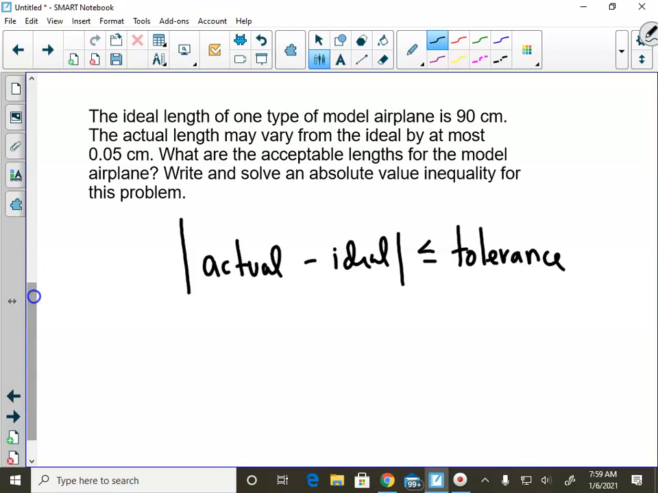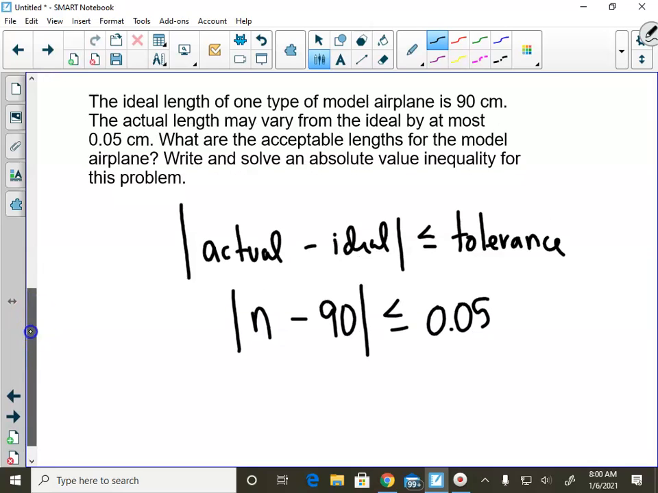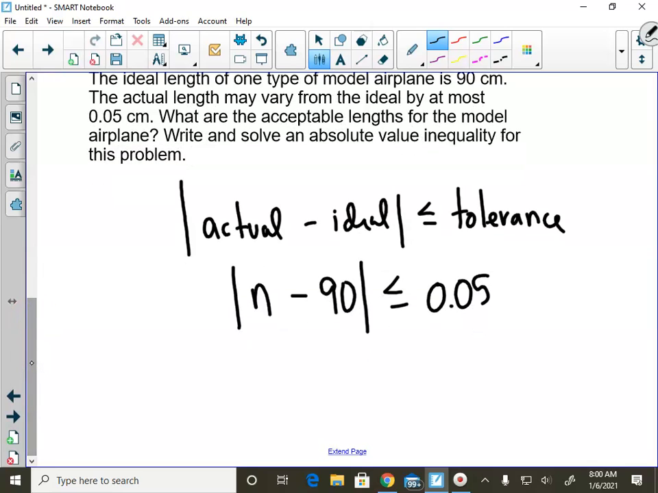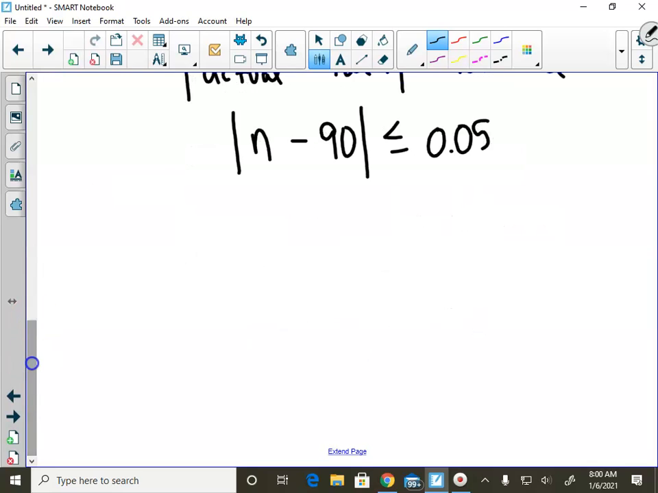Okay. So, in this case, the actual, which is the thing that we don't know, that's going to be our n, minus the ideal. Well, we know the ideal length is 90. And that has to be less than or equal to the tolerance, which in this case is 5/100ths of a centimeter. So now we've written our absolute value inequality. All that's left to do is to actually go ahead and solve this.